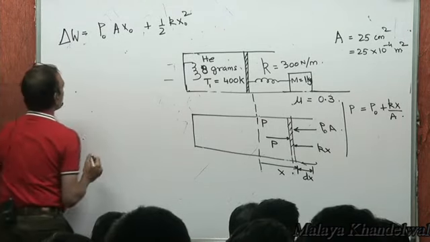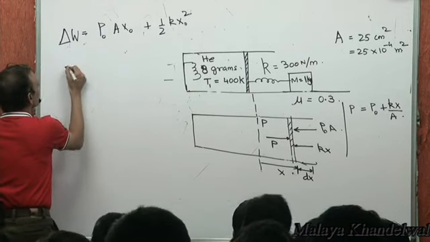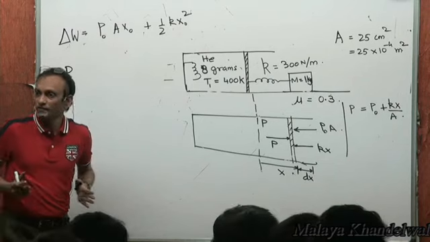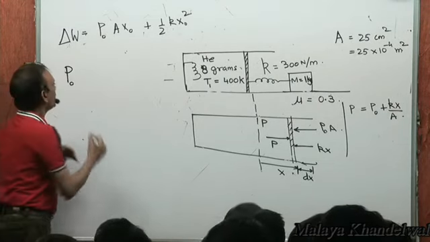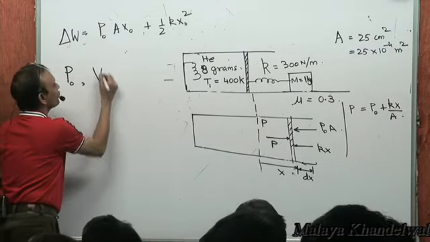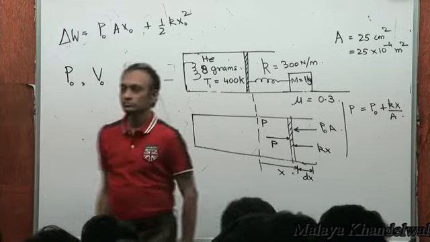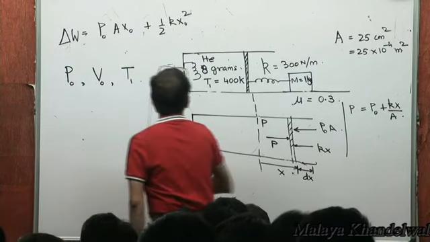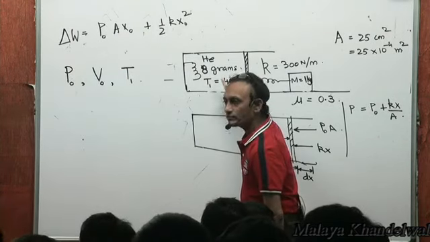Say the initial pressure is P naught, when we just started to supply heat, and at that instant, say the volume was V0. And say the temperature was T1, at that instant, which was given to be 400 Kelvin, right?